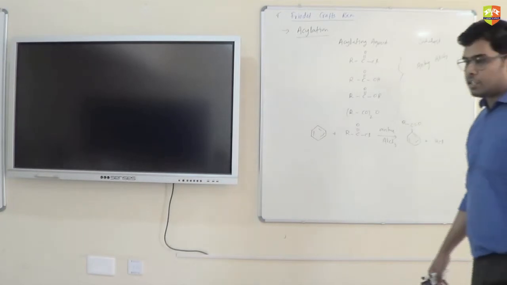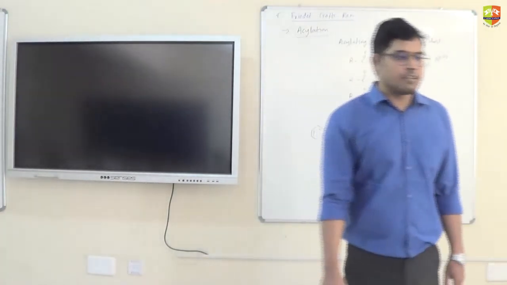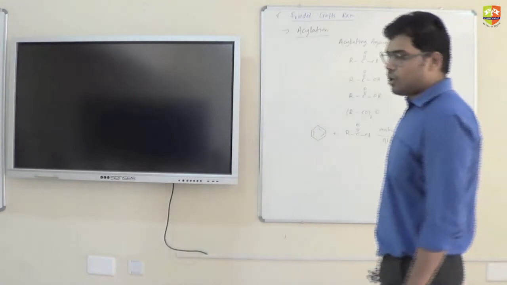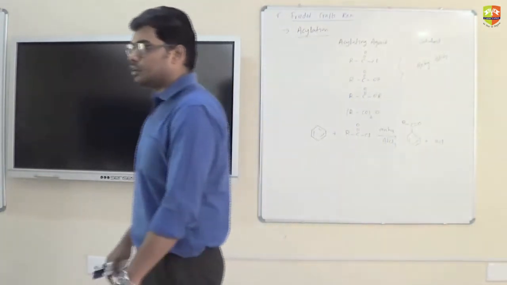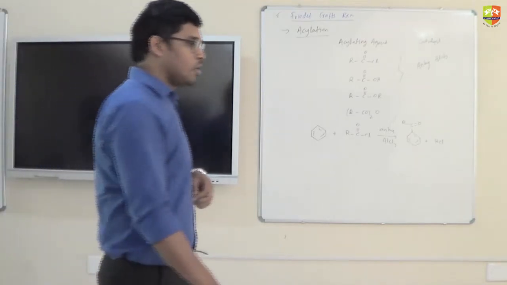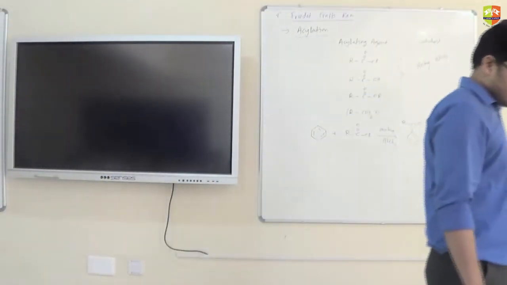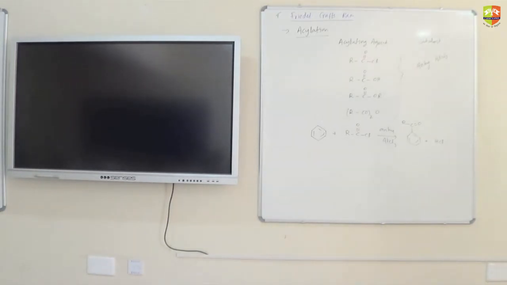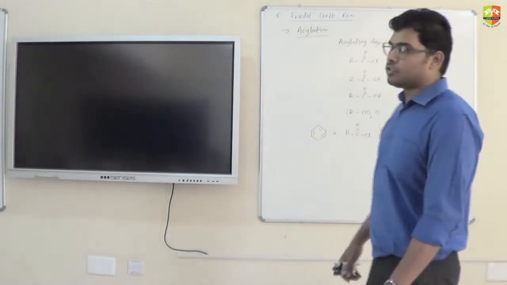Rearrangement of carbocation is possible, that we have already done. Rearrangement of carbocation is possible. Third point: in presence of an electron withdrawing group on the ring, the Friedel-Crafts reaction is not possible.